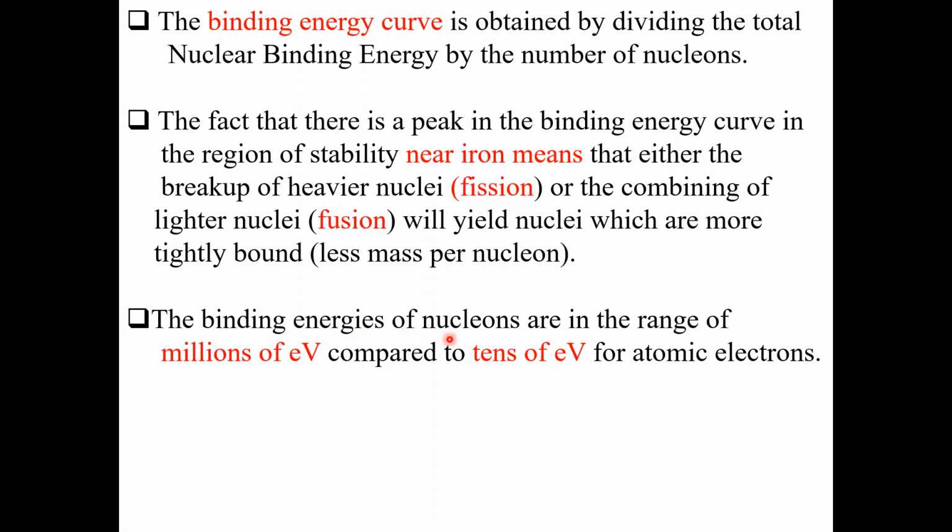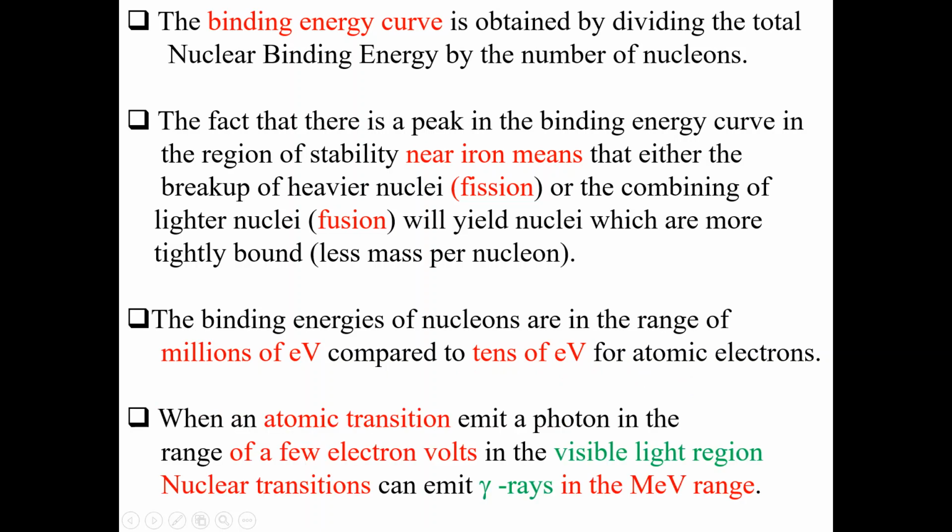The binding energies of the nucleons are in the range of millions of electron volts, compared to tens of electron volts for the atomic electrons. We already mentioned in previous lectures that more energy is required to separate the nucleons inside the nucleus because they have to compete with the strong nuclear force. To overcome the strength of that strong nuclear force, more energy is required. This is why the energy required is in the range of millions of electron volts, as compared to tens of electron volts for the atomic electrons.